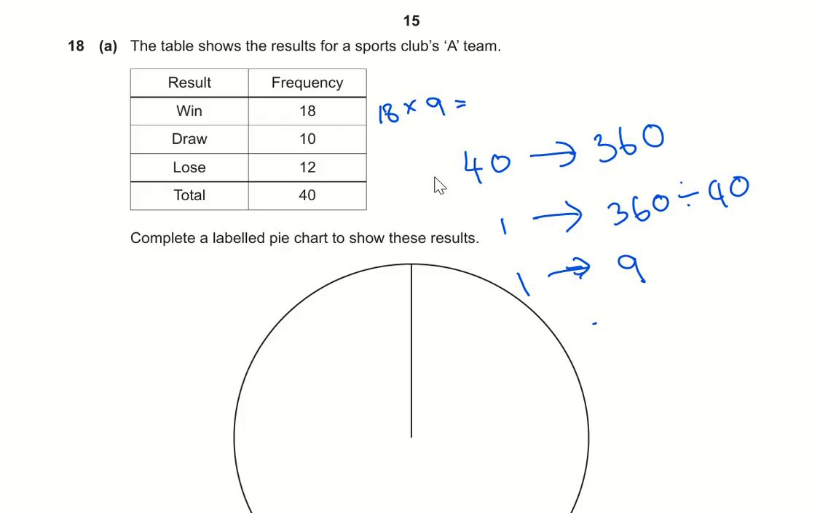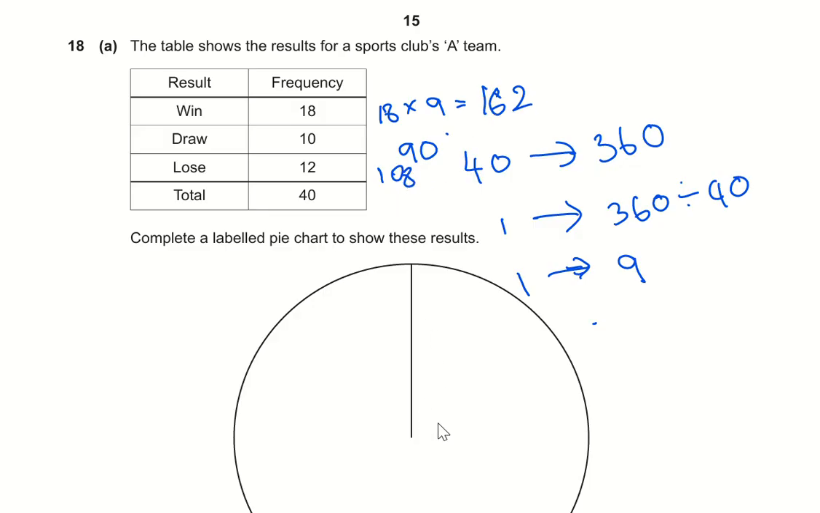18 times 9 is 162. Then 10 times 9 is 90, so I will get 90 here. And 12 times 9 is 108. So I got 162, 90 and 108.